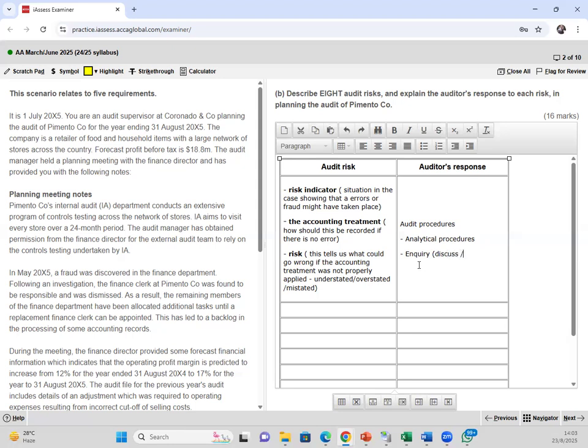Or you can obtain the bank confirmation. You want to inquire from the bank. You want to inquire from the suppliers. So inquiry can involve discussion with the management or inquiry from third parties. It can also be inquiry from within. You can ask even the employees. You're not only restricted to asking the management.